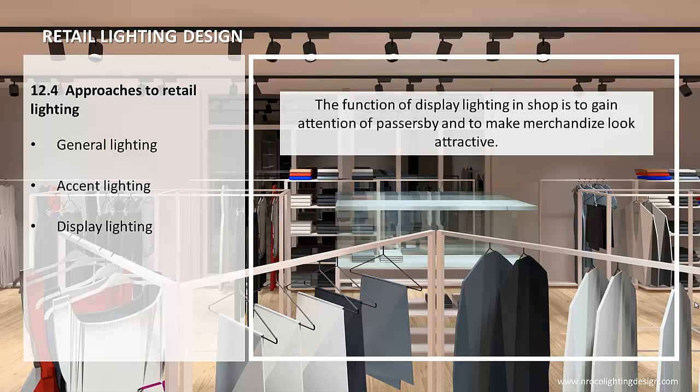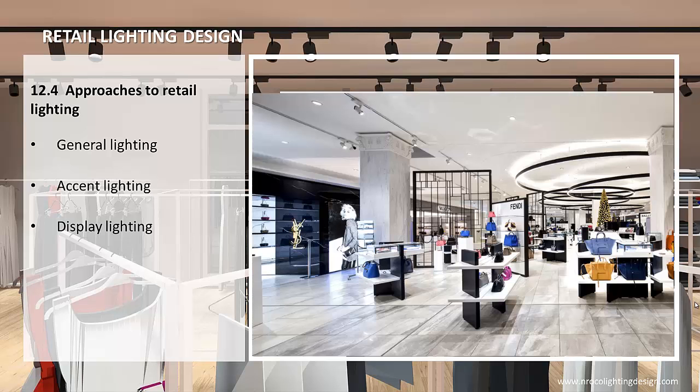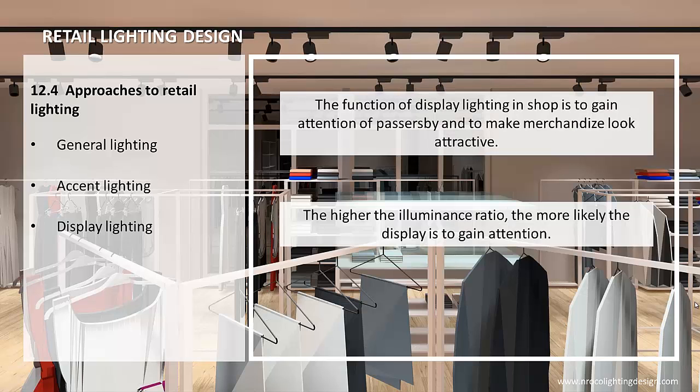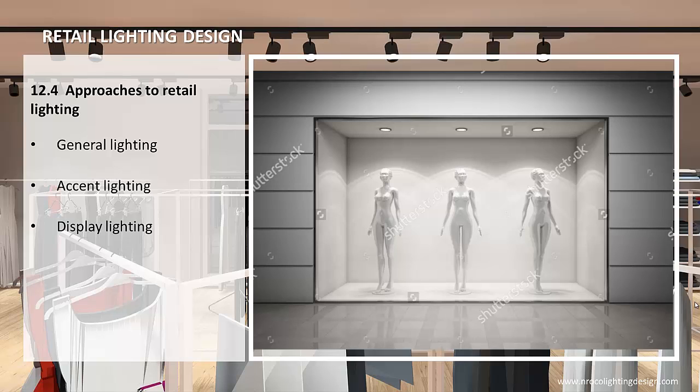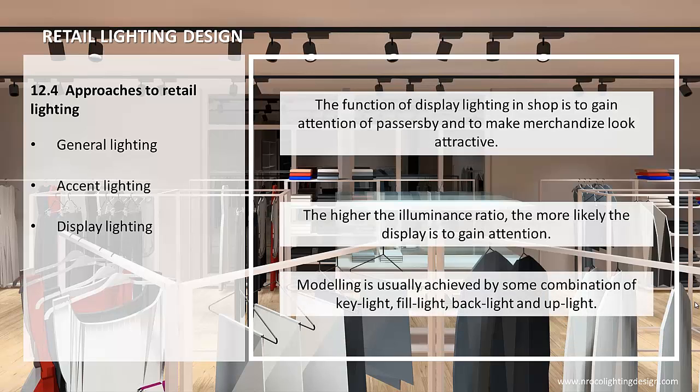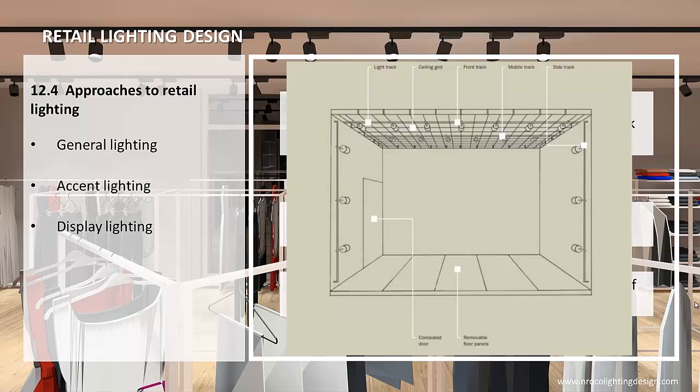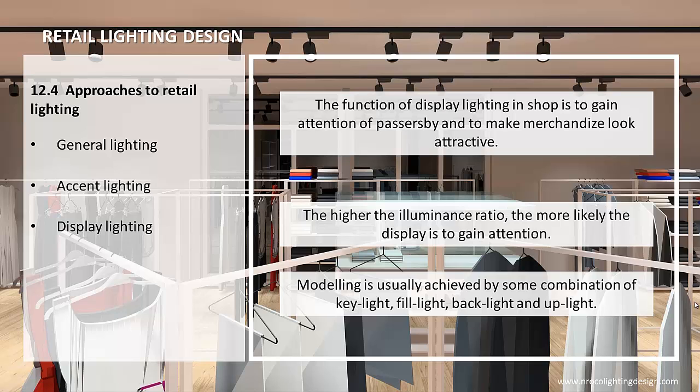Relative brightness can be expressed in terms of luminance ratios given in Table 12.2. The higher the luminance ratio, the more likely the display is to gain attention. As for color, strongly colored light on an object of the same color will deepen the color, whilst strongly colored light on the background and surroundings will change the atmosphere. The modeling achieved depends on the relative strength of light delivered from different directions. Modeling is usually achieved by some combination of key light, fill light, backlight, and uplight. Table 12.3 describes these techniques.